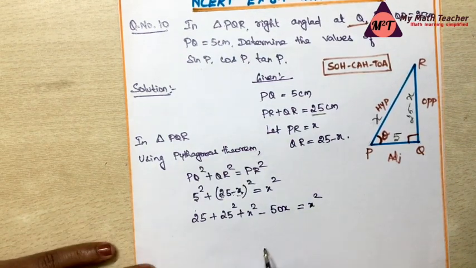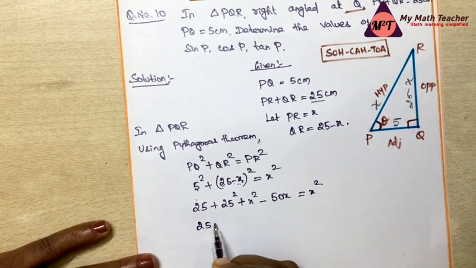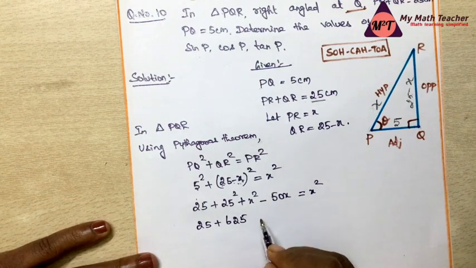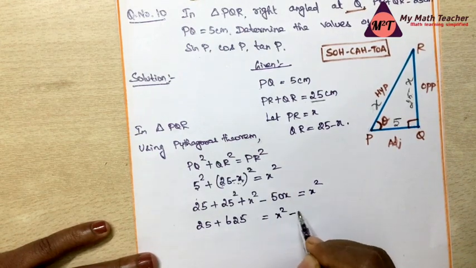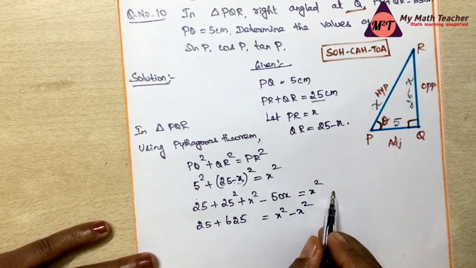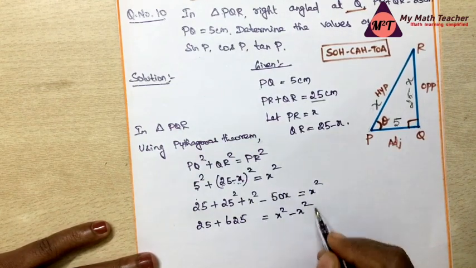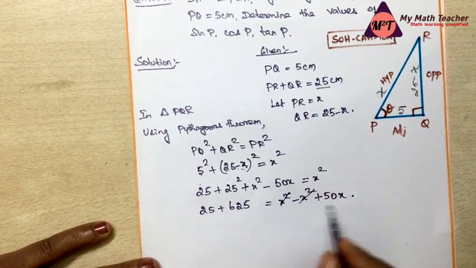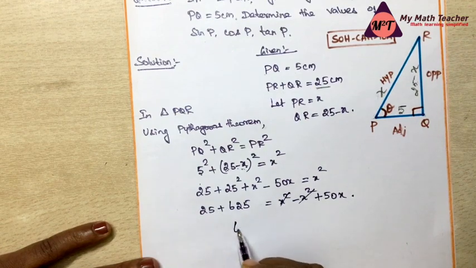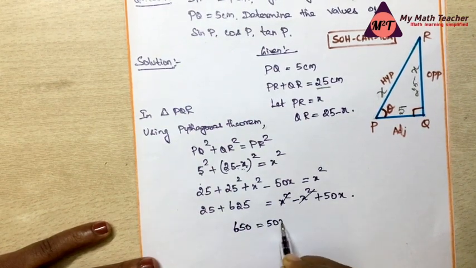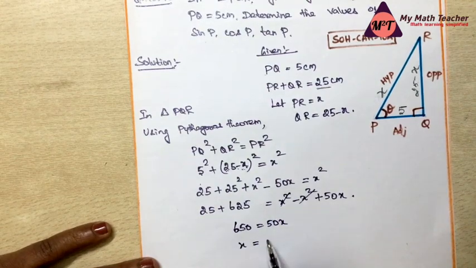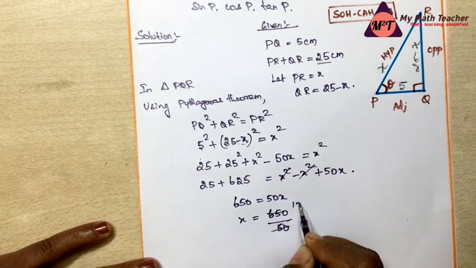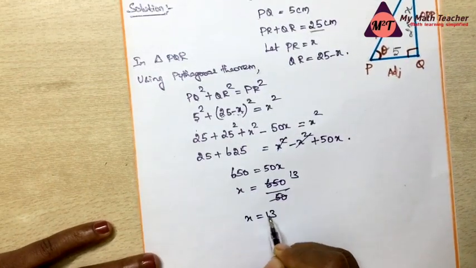Now we can find this, 25 plus 625. Bring all the variables to the opposite side, which is equal to X square minus X square. So I am bringing this X square to the opposite side and also this minus 50x to the opposite side. It will become plus 50x. So X square and X square will be 0. Now add this, 650 is equal to 50x. So now we need the X value, that will be 650 divided by 50. Okay, that is 13. X is equal to 13.